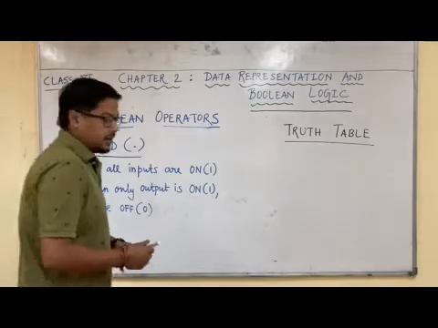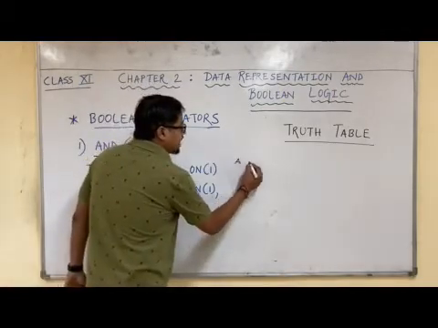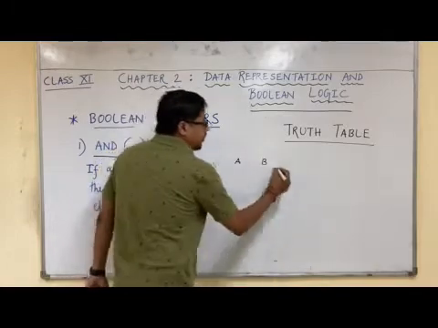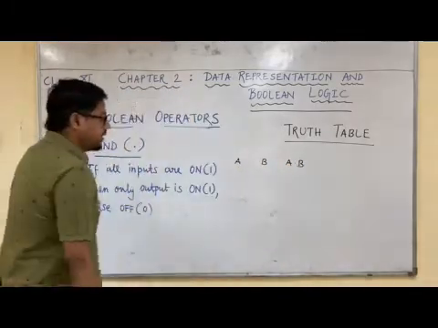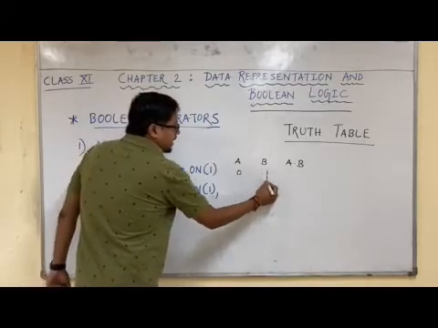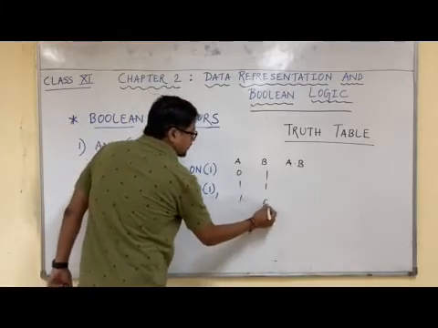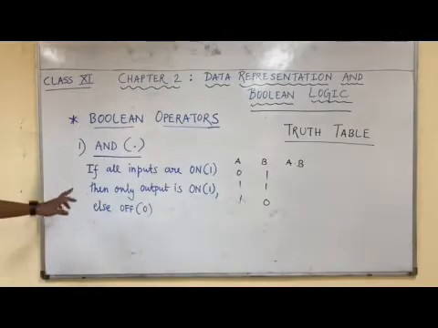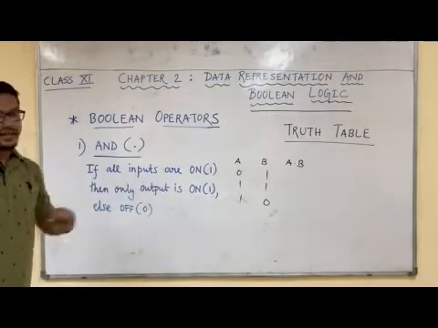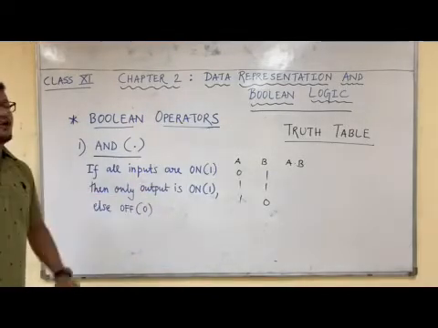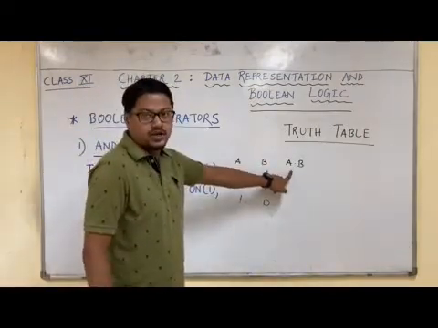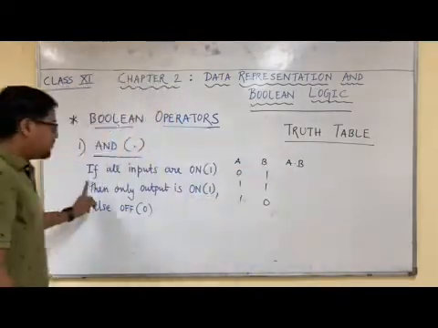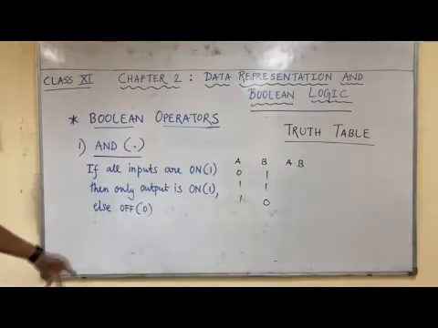Suppose for example I am taking 2 Boolean inputs A and B, and I want A dot B. Now let us read the rule. If all inputs are 1, then only output is 1. This is one input, this is one input, this is the output. What is output? A dot B. If all inputs are 1, then only output is 1, otherwise output is 0.